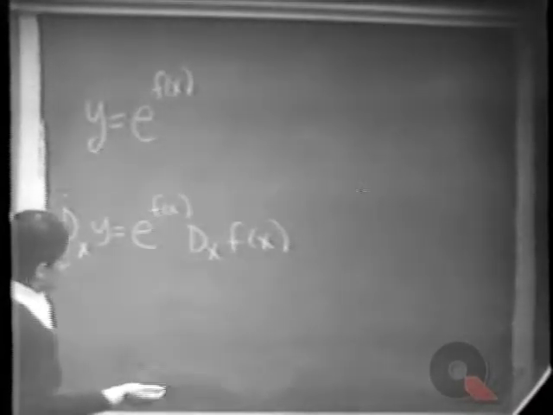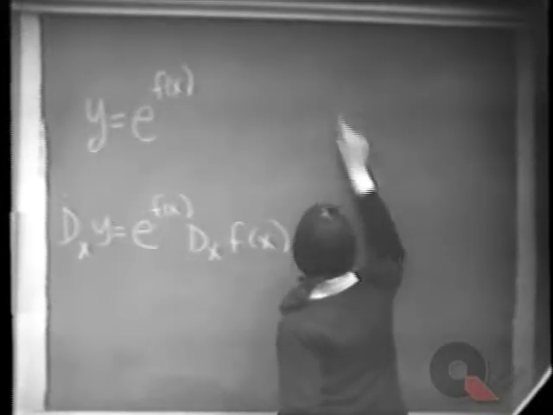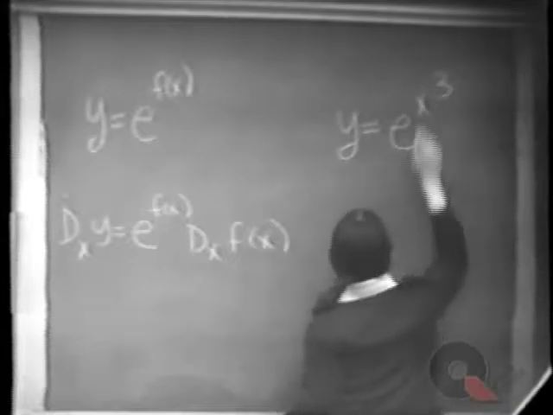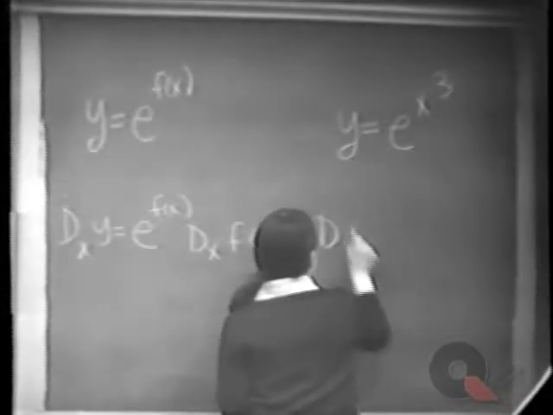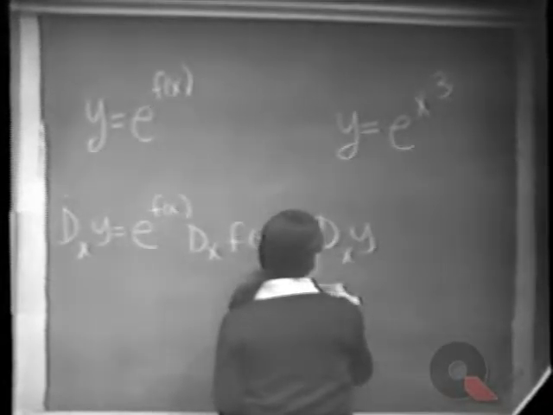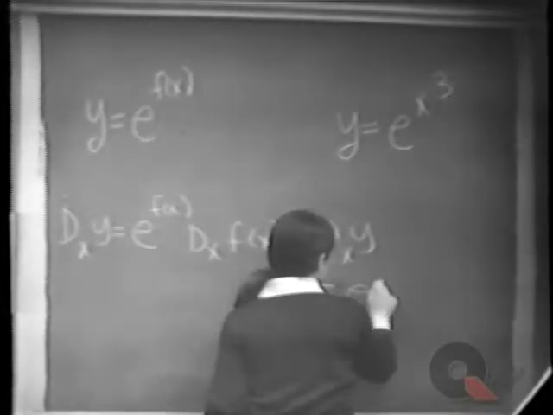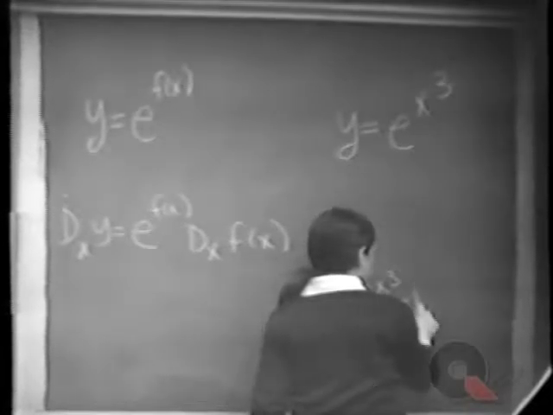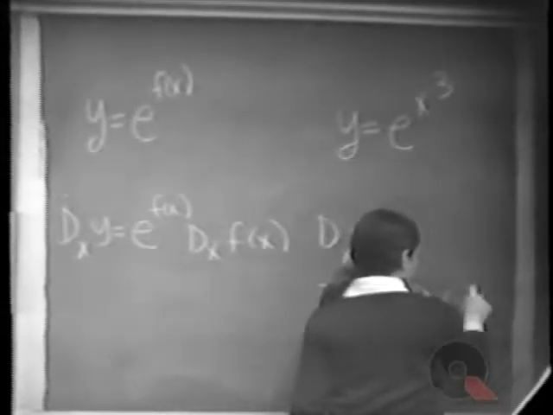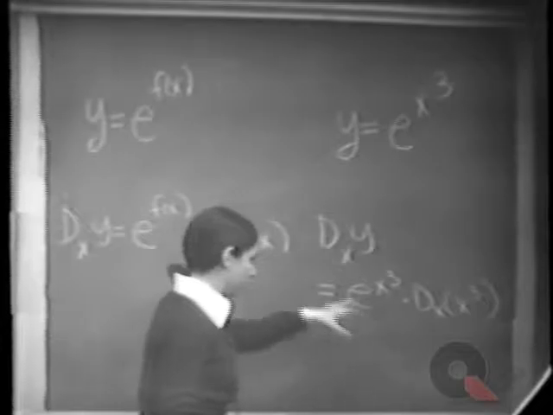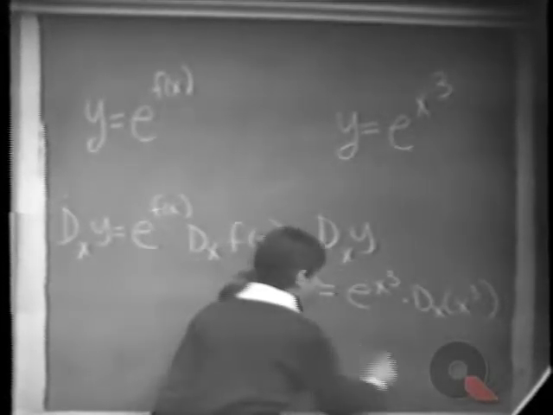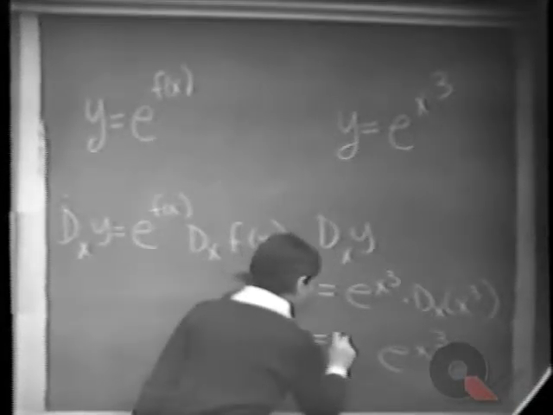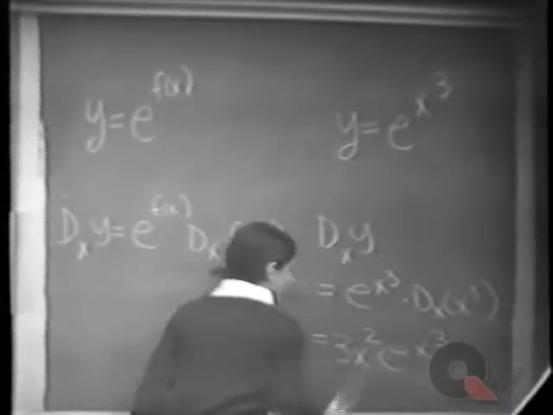For example, if y is equal to e to the x cubed, the derivative of y with respect to x would be equal to e to the x cubed times the derivative of x cubed with respect to x, which is 3x squared.